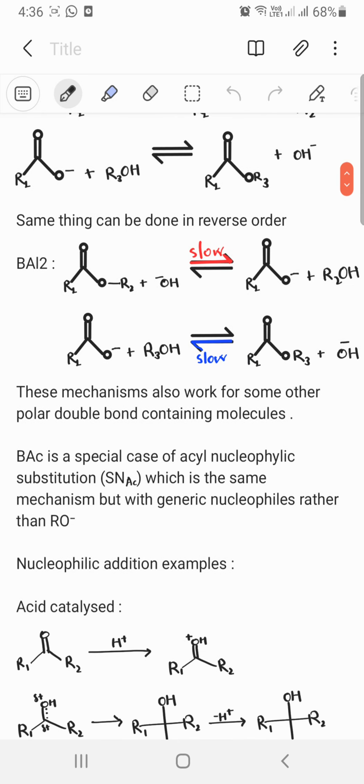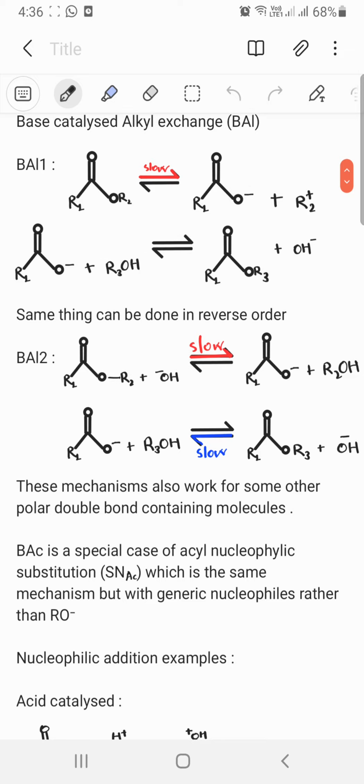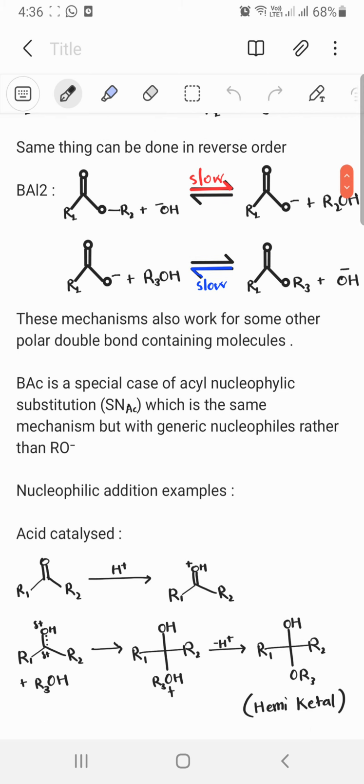Okay, BAL2. So base catalyzed alkyl cleavage or exchange, but bimolecular, right? So this is what's happening. Now this is like proper SN2. Cool. These mechanisms also work for some other polar double bond containing molecules. Okay. BAC is a special case of acyl nucleophilic substitution, which is the same mechanism but with generic nucleophiles rather than OR minus, right?